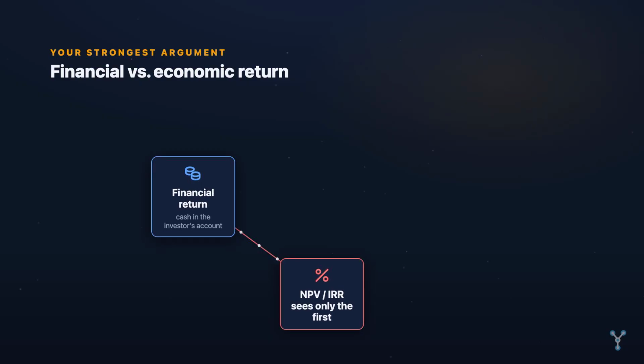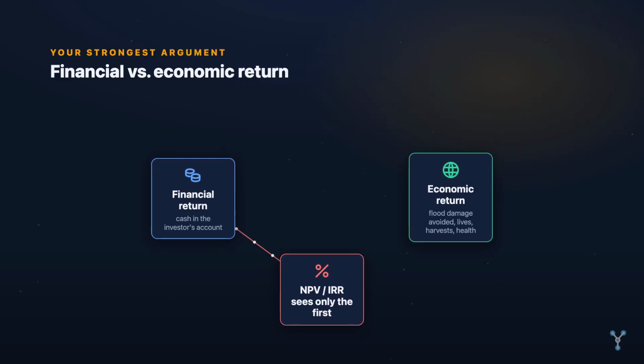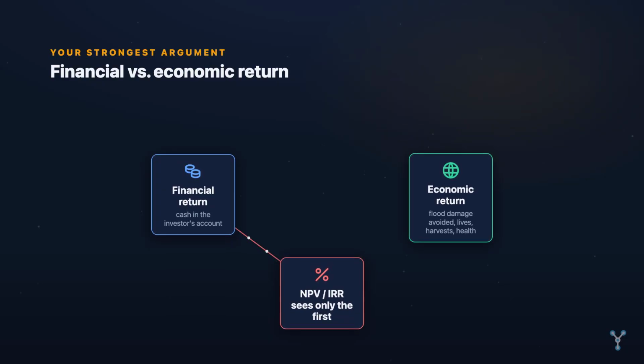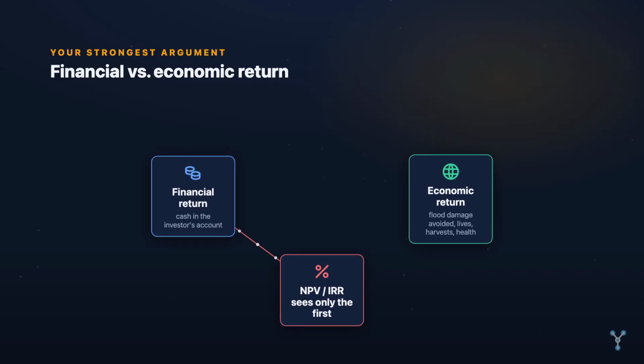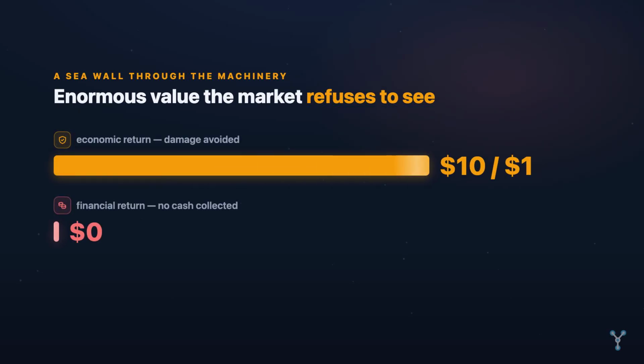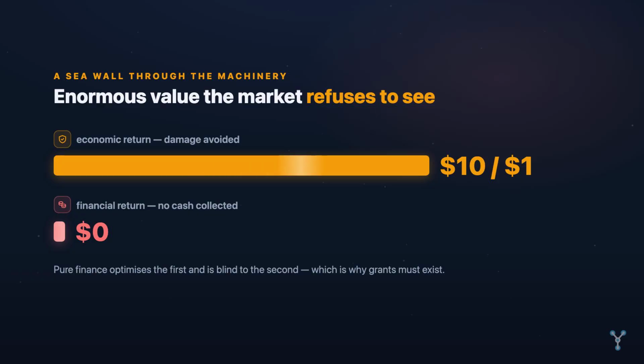There's a difference between financial return and economic return. Financial return is the cash that lands in the investor's account, which is all the NPV and IRR machinery can see. Economic return is the total value to society, the avoided flood damage, the lives not lost, the harvests protected, the health improved. A seawall can have a magnificent economic return, saving $10 of damage for every dollar spent, while having a financial return of exactly 0, because none of that saved damage arrives as revenue anyone can collect. The tragedy of pure finance is that it optimizes for the first number and is blind to the second.